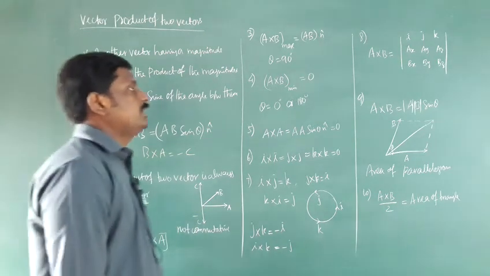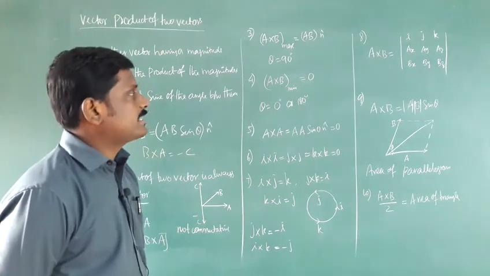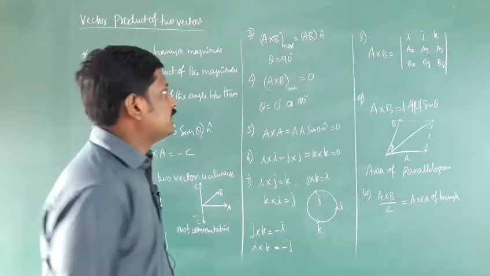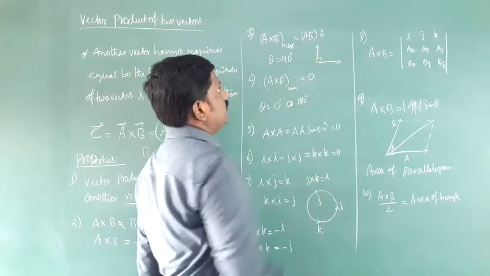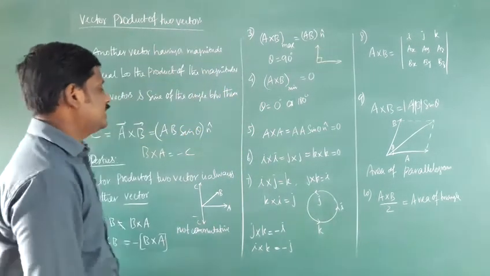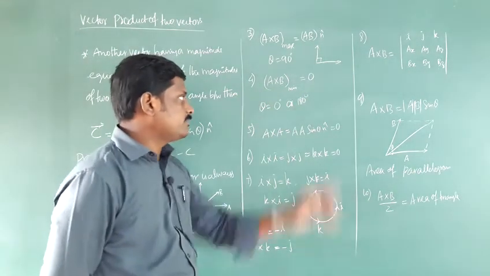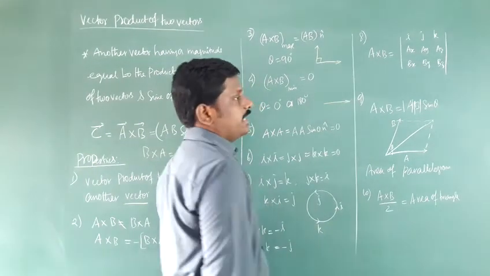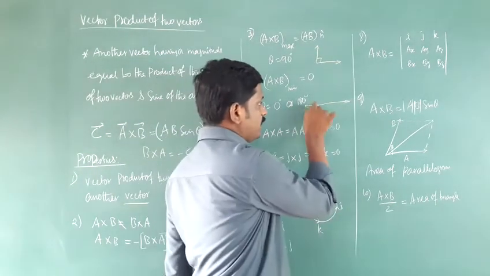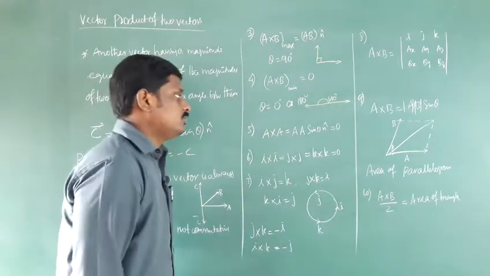Then the cross product A cross B is maximum when theta equals 90 degrees, that is, the angle between A vector and B vector is 90 degrees. So A cross B equals AB sin theta, and sin 90 is equal to 1. Then A cross B is minimum when A vector and B vector are in the same direction or in opposite directions, that is, the angle is 0 or 180 degrees. So A cross B equals 0.